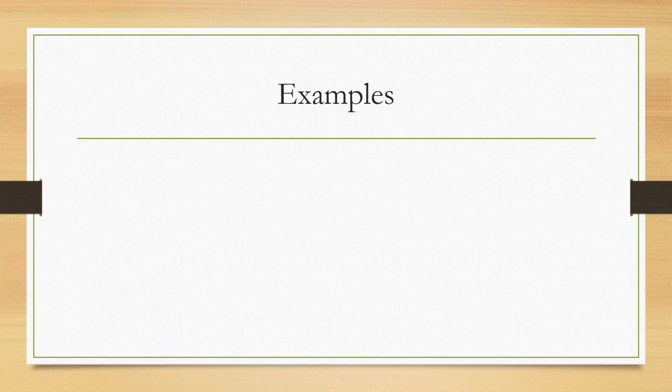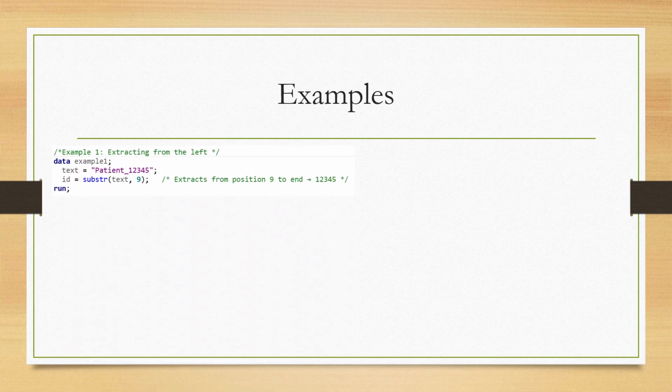Now let's see a few examples where we are using the SUBSTR function. In the first example, I'm taking a text variable which is my character string, which I will use in my SUBSTR function to extract a part of the string. The text which I have given is patient_12345, and I'm creating a variable ID using the SUBSTR function, and I want to extract the string from position 9 to the end.